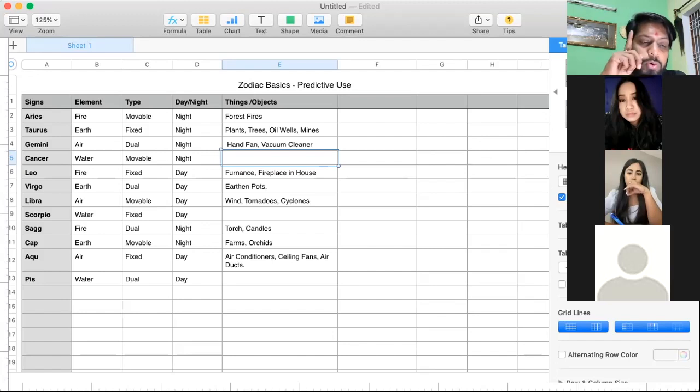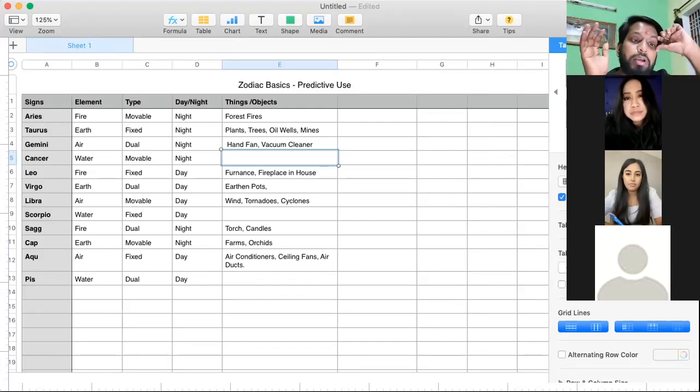So who told me ocean will come in which: fixed, dual, or movable? Ocean. Fixed. It will come in the fixed. Why? Give me your reasoning. Because you can't move it. You can't move the oceans. Can you move the Indian Ocean or the Atlantic Ocean? Can you reshuffle it? You said it cannot be moved. Yes, that's right. Correct. So it will come in the fixed.